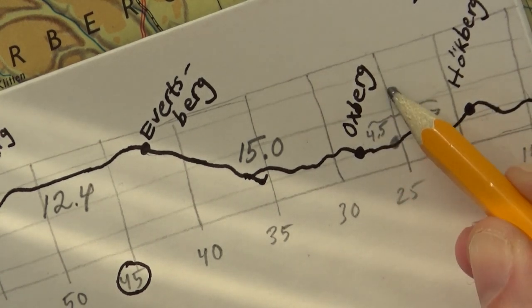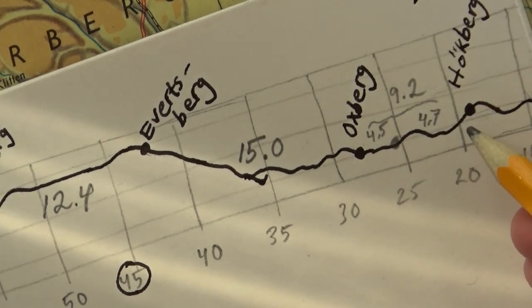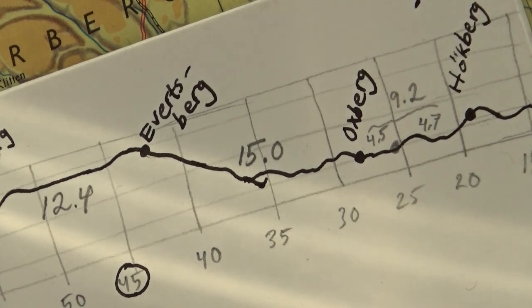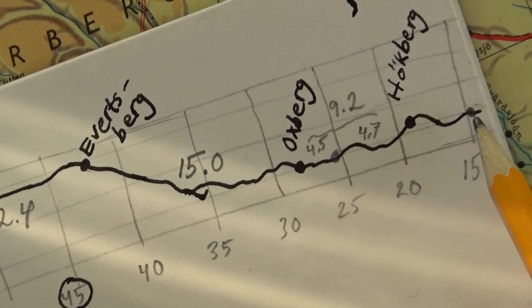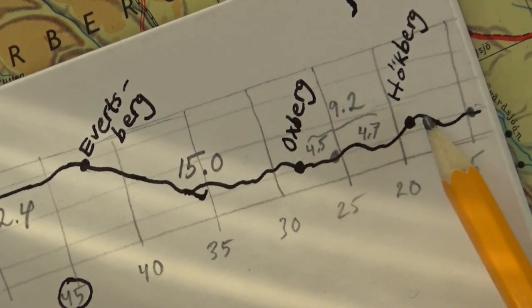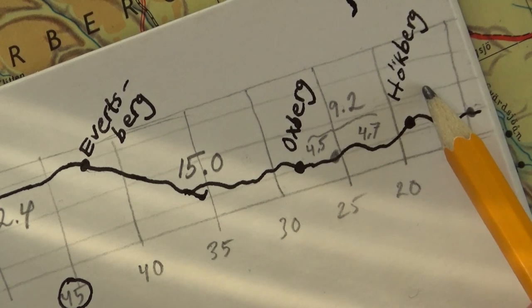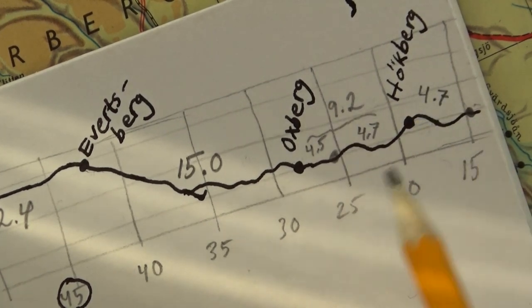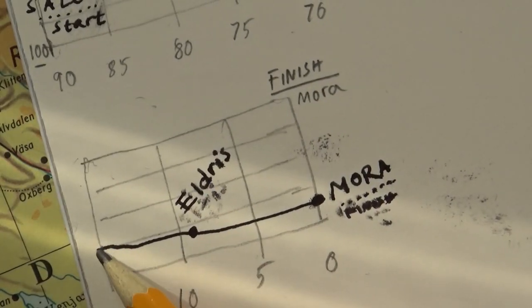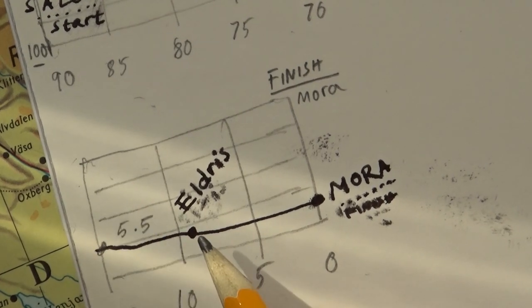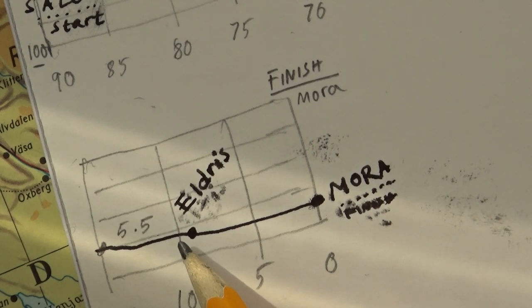So in total, it's 9.2 kilometers. It's also a place called Löde here. Löde. Sometimes it's in the list of stops on some maps. And then we have 4.7 kilometers Hökberg to Löde. And 5.5 kilometers Löde to Eldris.